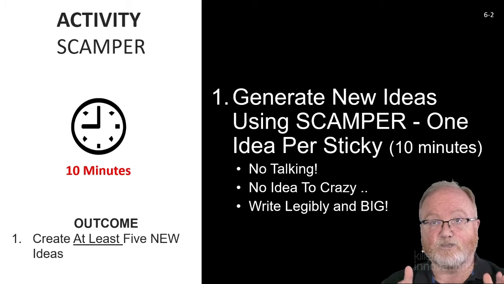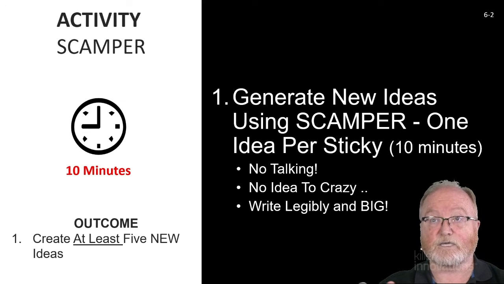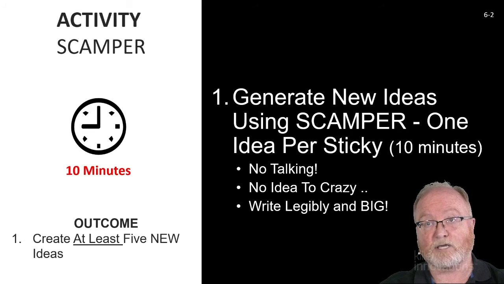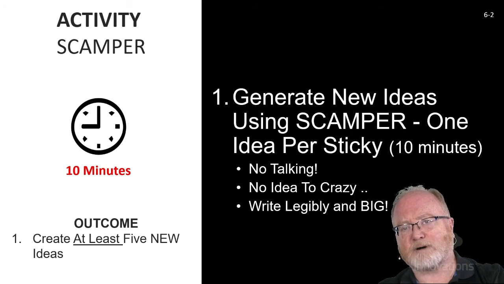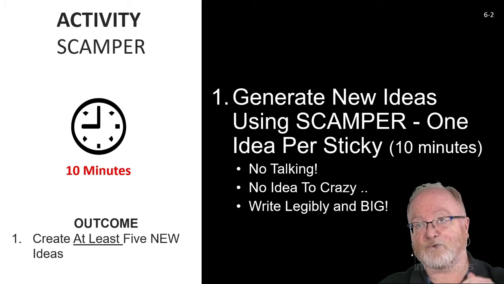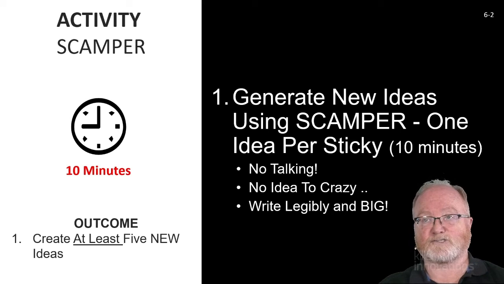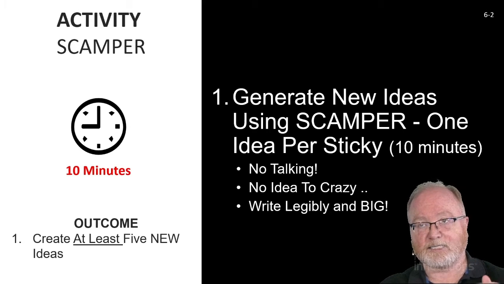So then what we do is we say generate new ideas using SCAMPER. Again, this is an individual ideation activity. Heads down, no talking, no ideas too crazy, write legibly, but using SCAMPER. So what can I substitute? What can I combine? What can I adapt or modify, reverse, whatever? Going through the original set of ideas that they came up with, now going back through the ideas a second time, and apply the SCAMPER tool to generate more ideas.